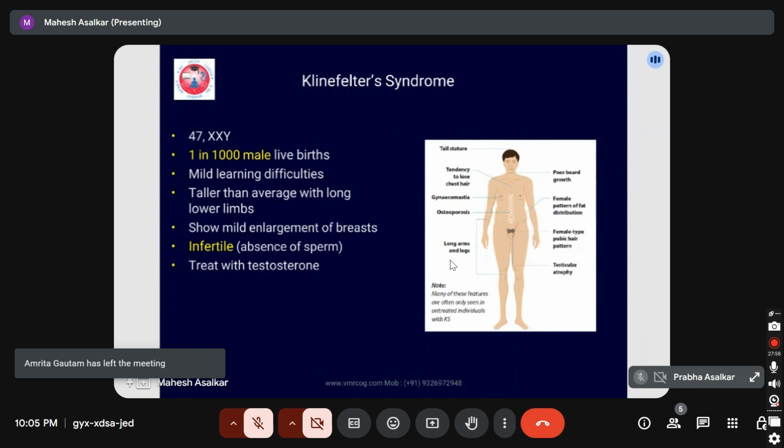It is present in 1 in 1000 male live births, mild learning difficulties, taller than average with long lower limbs, show mild enlargement of the breast, infertile, absence of sperm, and treatment with testosterone. Okay, so these are the features which you see in the figure, that is Klinefelter syndrome 47XXY.